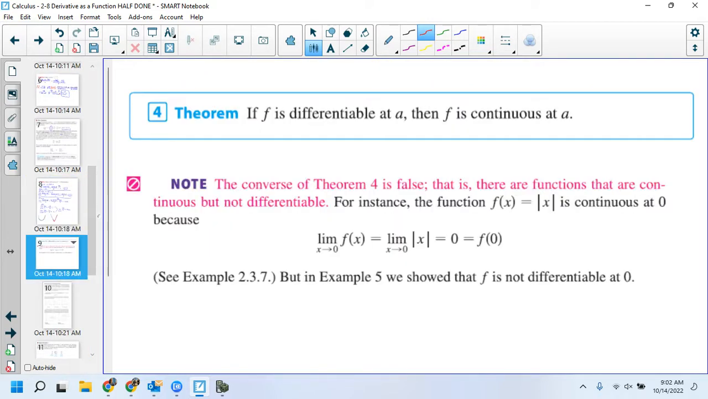So if f is differentiable at a, then f is what's called continuous at a. That's our next theorem here. If f is differentiable at a, then f is continuous at a.